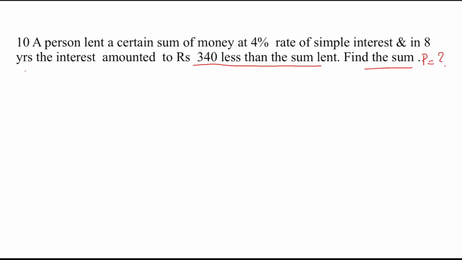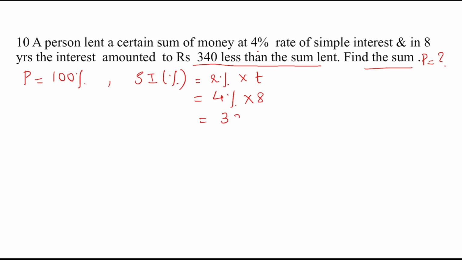We always know that principal is 100%, isn't it? Now SI percent, we know it is R percent into time. R is how much? 4% into time, which is 8. So SI is 8 4s are 32%. So for 8 years, how much interest are we getting? 32%. Let this be equation 1.